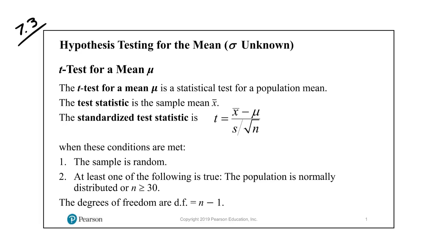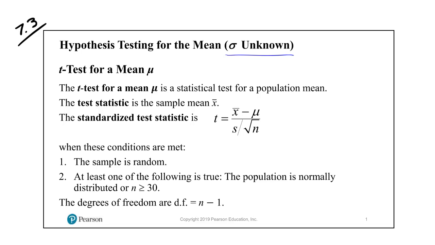So now we're going to do hypothesis testing for the mean. The difference here is that sigma is unknown, so the population standard deviation is unknown. When we knew it before, we were using the normal and hence using the z standardized test statistic. So now we'll see what we do when sigma is unknown.